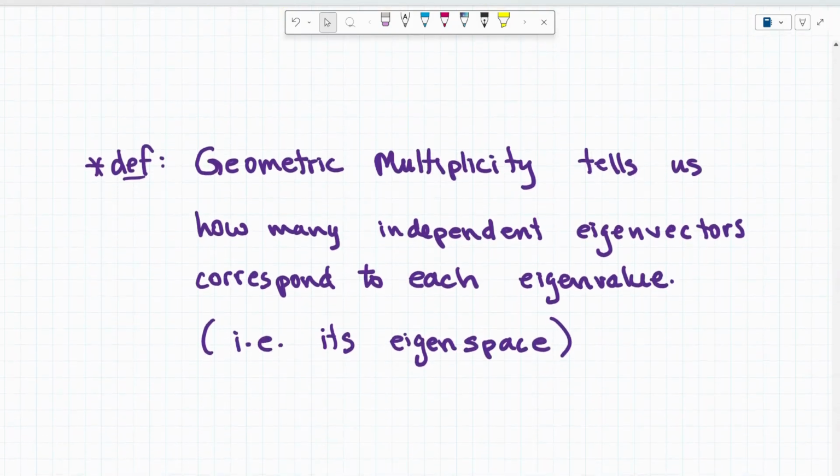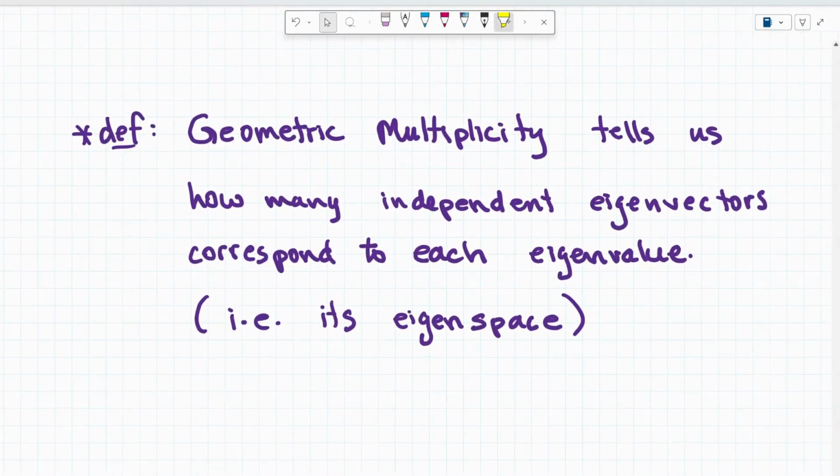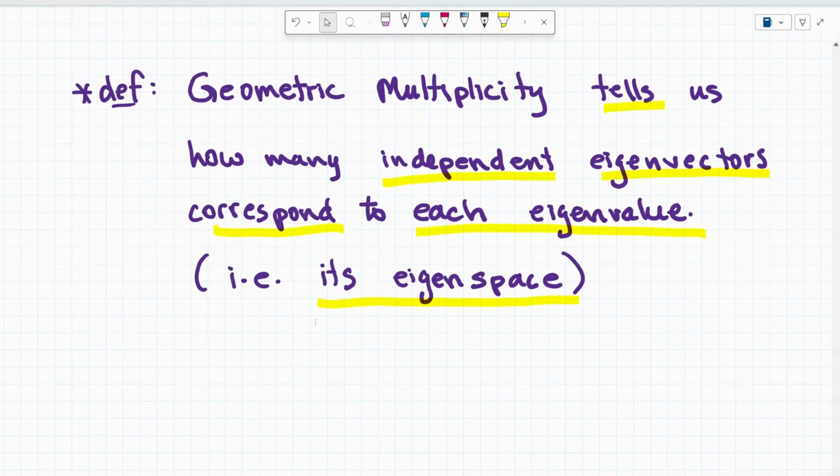So let's move on and look at the geometric multiplicity. This is a little bit different. Geometric multiplicity tells us how many independent eigenvectors correspond to each eigenvalue. In essence, we're looking for the dimension of the eigenspace of that particular eigenvalue. To find this, we have to look for the eigenvectors of a matrix, so we use this formula over here: AV equals lambda V.